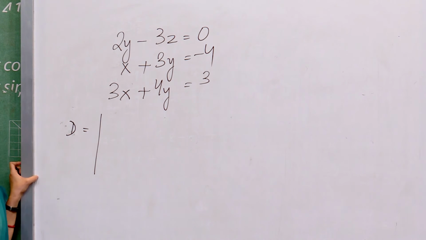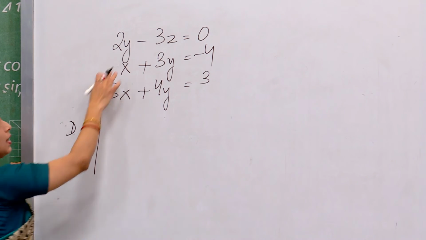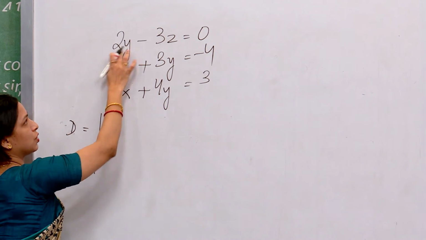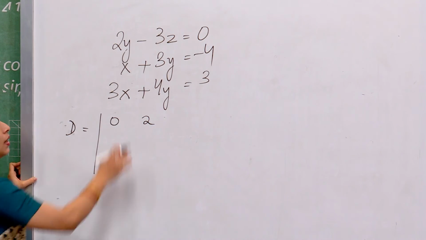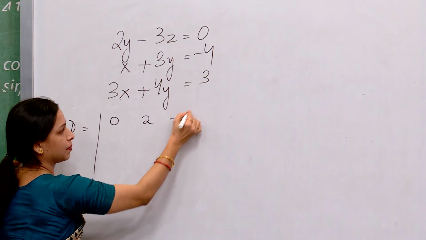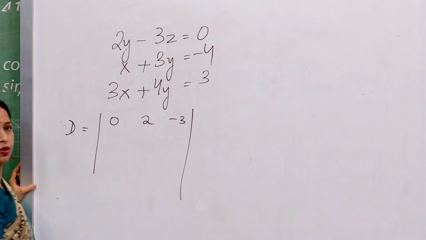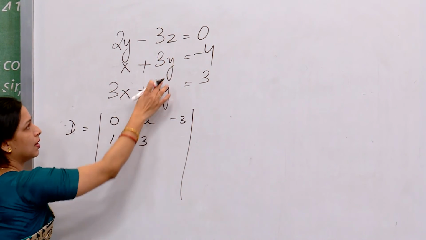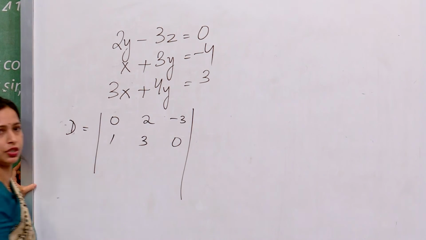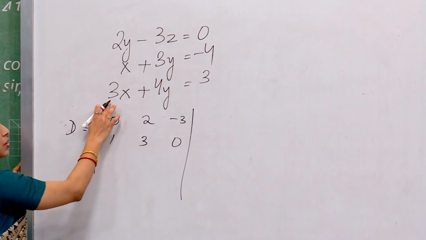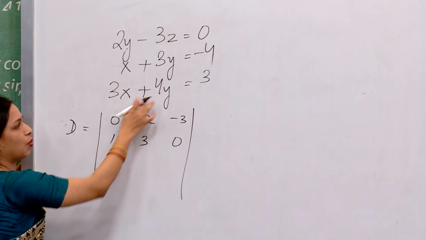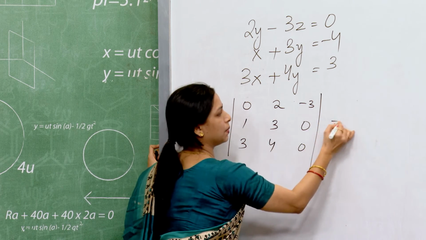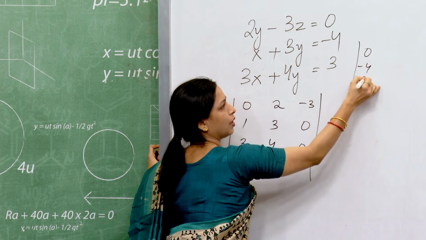So, the determinant of the coefficients will be, here there is no x, so we will take it as 0. Then what is the coefficient of y? We will take it as 2. Here what is the coefficient of z? Minus 3. Next equation, what is the coefficient of x? 1. What is the coefficient of y? 3. There is no z, so we will take it as 0. Similarly, last equation, what is the coefficient of x? 3, y 4, and there is no z, so we will take it as 0, and the known values obviously are 0, minus 4 and 3.